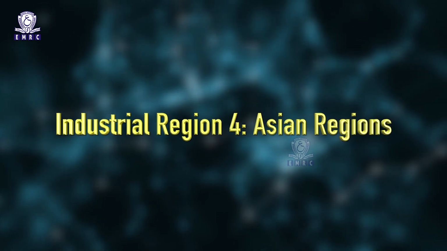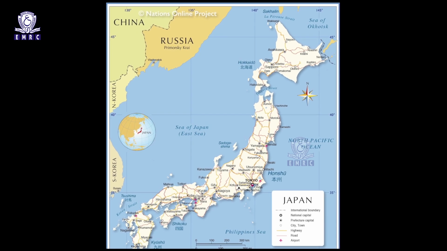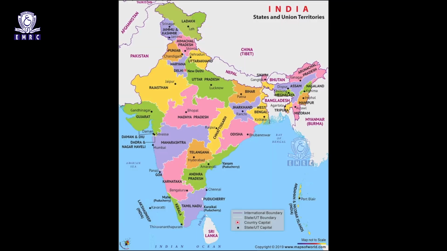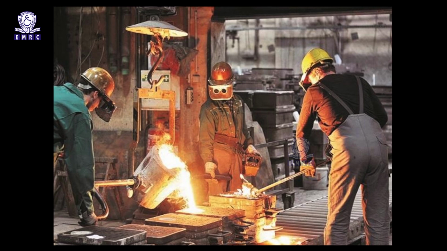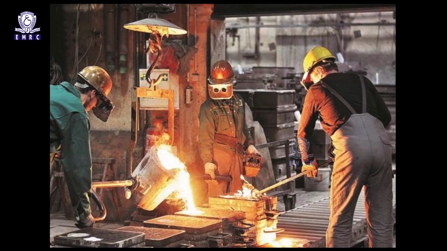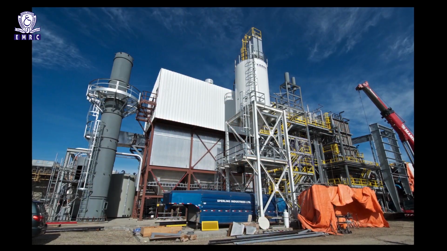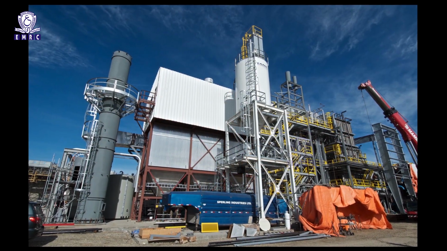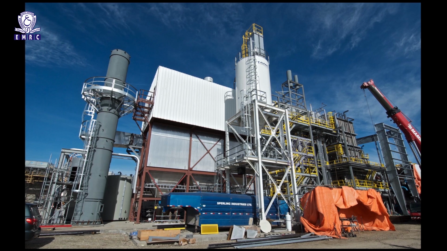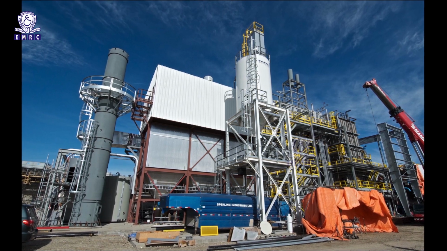Industrial region 4, Asian regions. Until a very recent period, no country in Asia had a sound industrial base. But with the emergence of some countries like Japan, China, India, Korea and Taiwan in the industrial sector, this region is now posing a great threat to traditionally developed nations. In fact, regarding future industrialization of the world, Asia is frequently regarded as the dark horse.